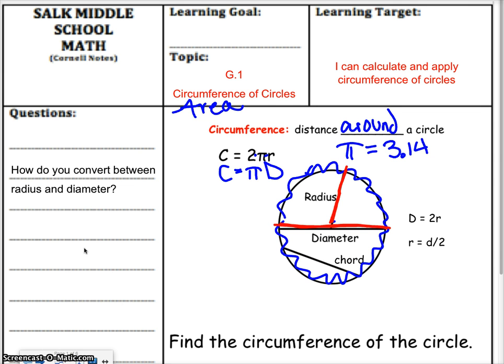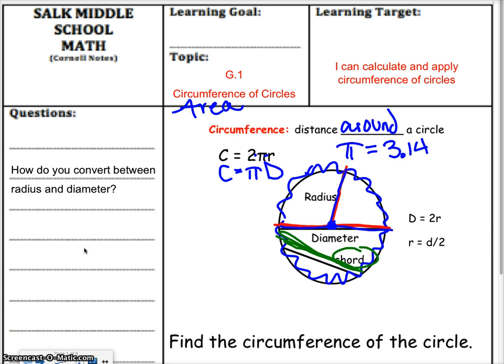Diameter is all the way across a circle, given that it goes through the center. If it goes from the center to halfway, that's radius. If it goes all the way across and goes through the center, that's diameter. If it doesn't, what color have I not used? Green. If it just goes across, that's called a chord.